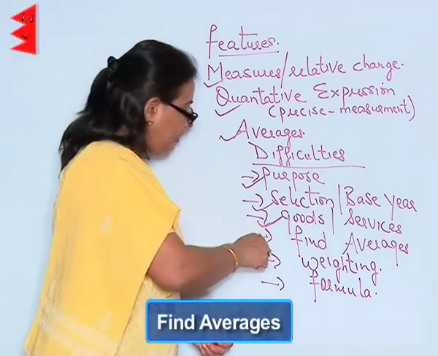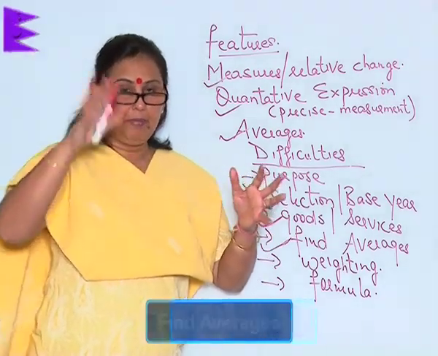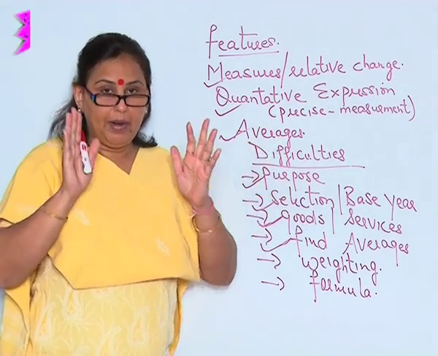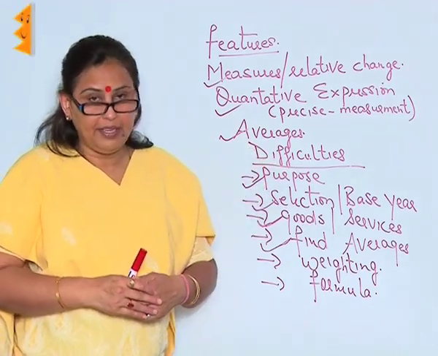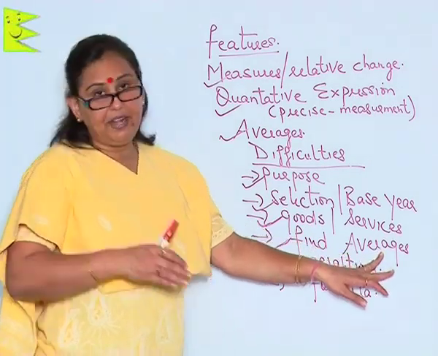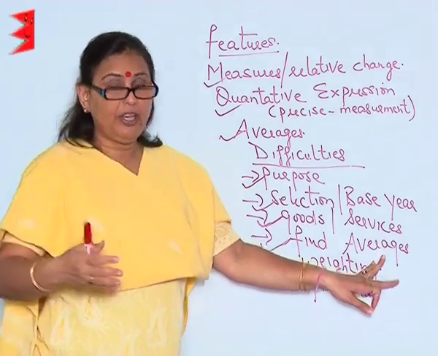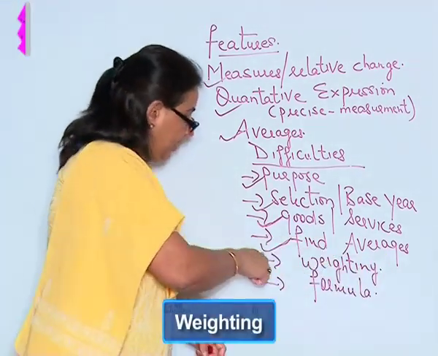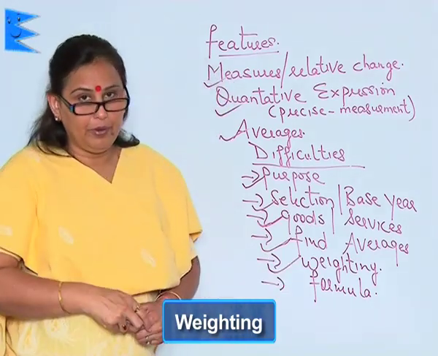Next is to find out the averages. It is very easy to say that you pick up the commodities of different items and then make an average of them, but when the units are different, calculating the averages is not that easy a job, and we have to do this through different methods. The methods could be the Paasche method, the Fisher method, and so on.